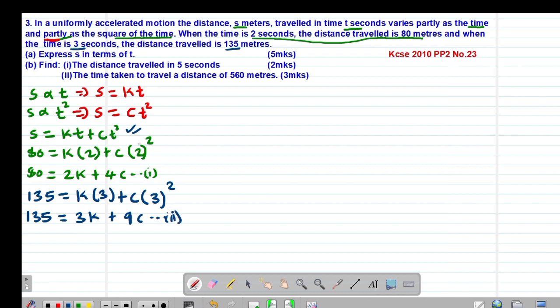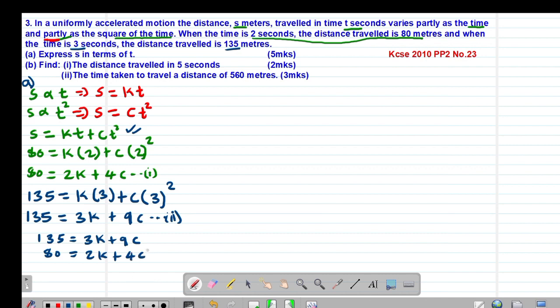Therefore, I'm going to use the elimination method to find the values of the constants c and k, so that I can express the equation in terms of s and t. Remember, here we are answering part A of the question. So I'll write 135 equals 3k plus 9c, which is equation 2. Then I'll also write equation 1, which is 80 equals 2k plus 4c.